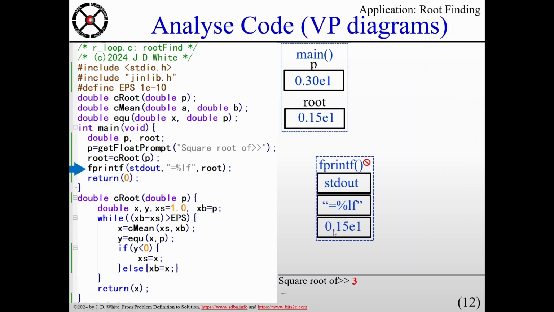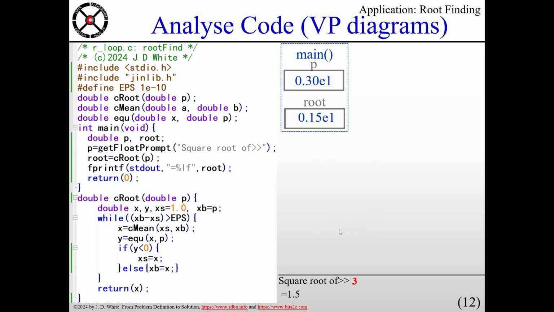I now print it, I call fprintf. Fprintf, remember, gets standard output. It also has a pointer to get this information, and it also needs the number that you want for root. And we print that. Okay. And that's our code.